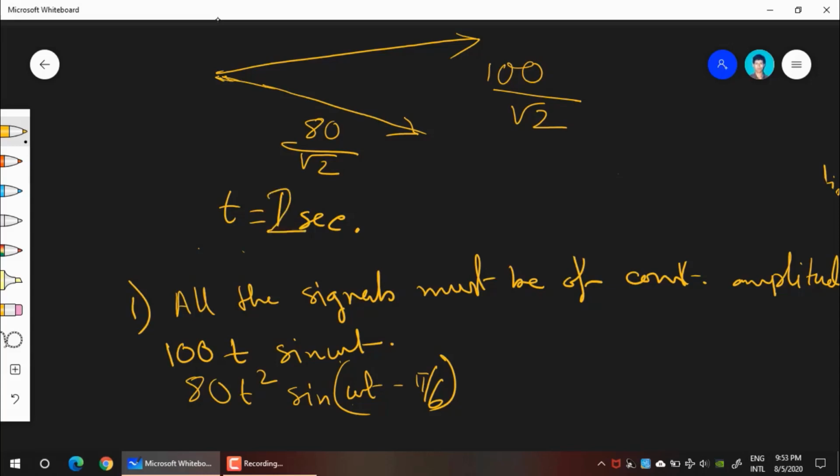At t is equal to 2 second, you will have this one, magnitude will become how much? 100 into 2 by root 2, that is 100 root 2, and this one will become 80 into 2 square, that is 4, 80 into 4 by root 2. Like you will have 160 root 2.